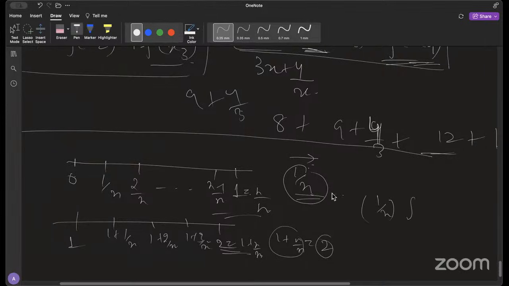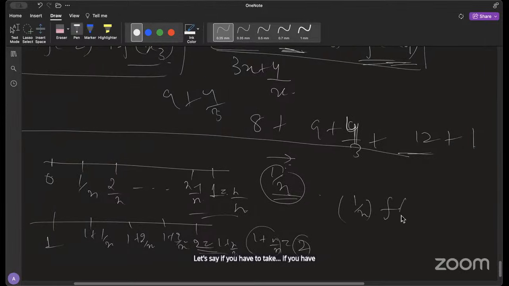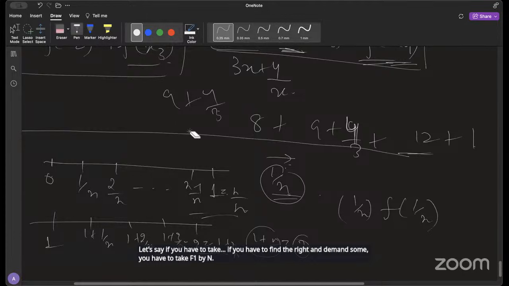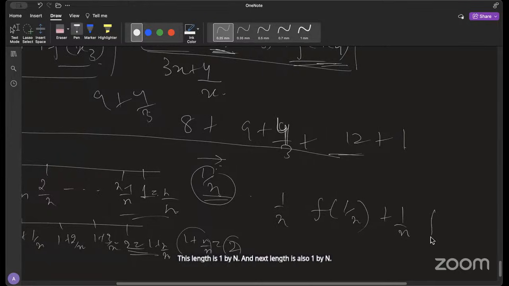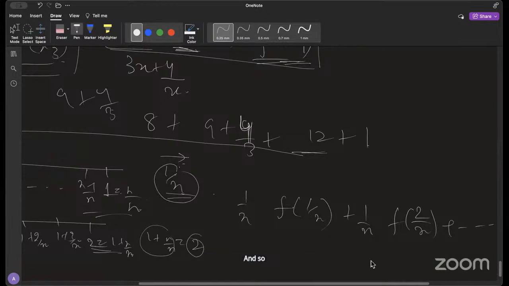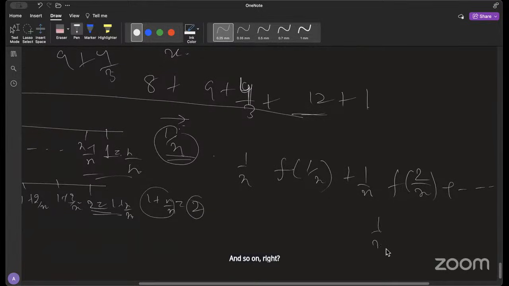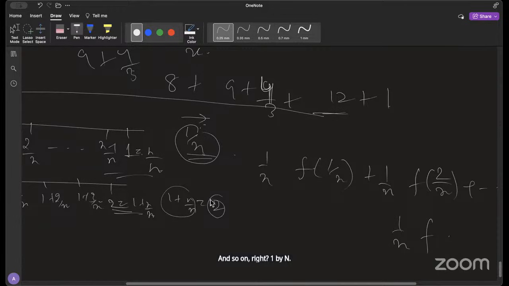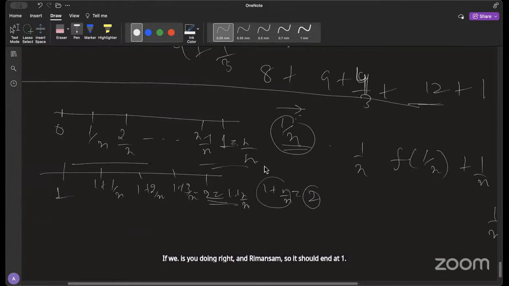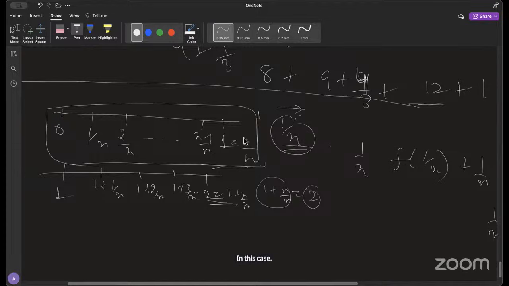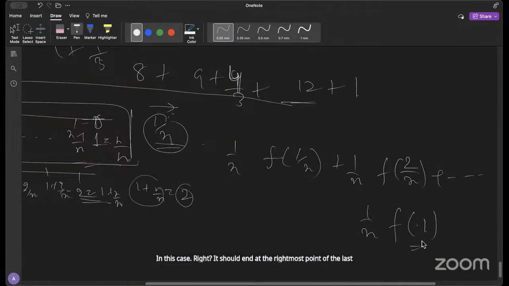Let's say you have to find the right hand Riemann sum. You have to take f of 1 by n. This length is 1 by n. The next length is also 1 by n, but the function's value is to be taken at 2 by n, and so on, right? Because you're doing the right hand Riemann sum, it should end at 1 in this case. It should end at the rightmost point of the last subinterval, which is 1.